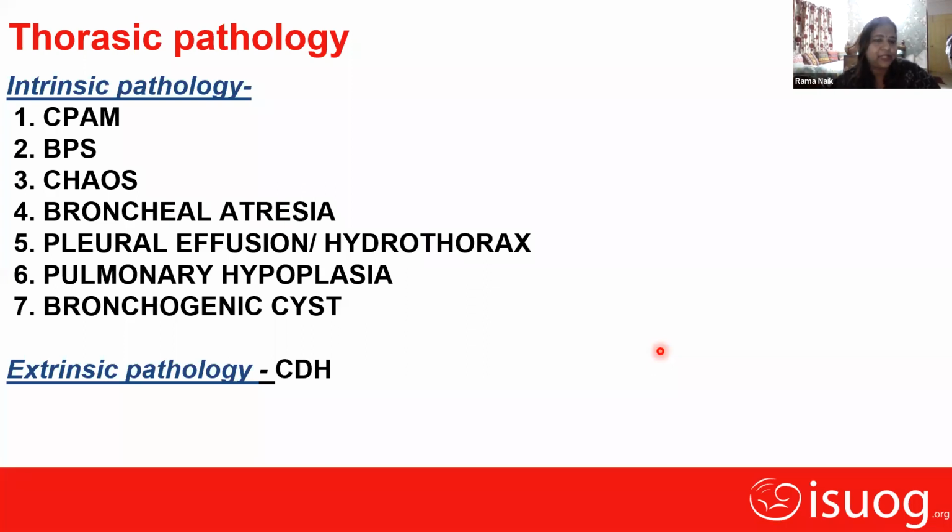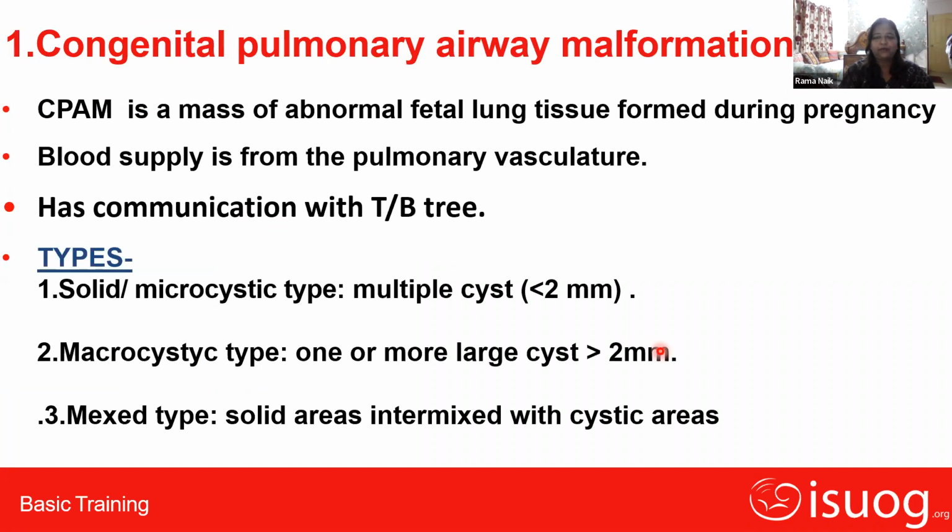So the intrinsic pathologies are CPAM, which is congenital pulmonary airway malformation, BPS or bronchopulmonary sequestration, CHAOS or congenital high airway obstruction syndrome, bronchial atresia, pleural effusion, pulmonary hypoplasia, and bronchogenic cyst. And in extrinsic pathology, the most common is the congenital diaphragmatic hernia. So one by one, I will explain.